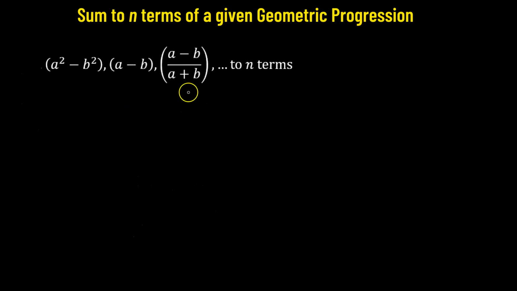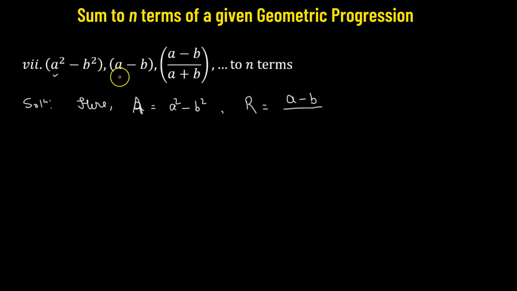Now we need to find out the sum to the n terms. So let's begin. We will first specify the first term. So the a value, since we already have an a here, let me use uppercase A. That will be equal to a squared minus b squared. Then our common ratio r will be equal to the second term, a minus b, divided by the first term, a squared minus b squared. So this will be equal to a minus b divided by a squared minus b squared. So that's a minus b times a plus b. So a minus b gets cancelled out from the numerator and denominator. We have a common ratio 1 over a plus b.